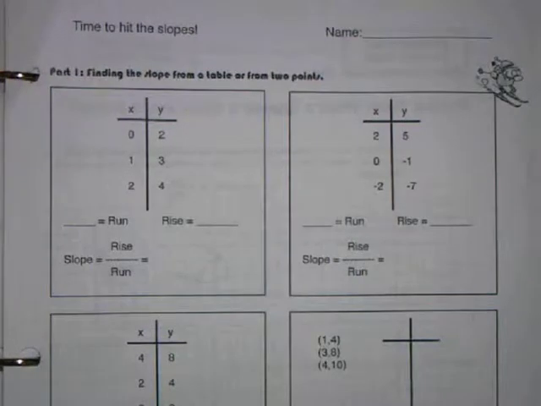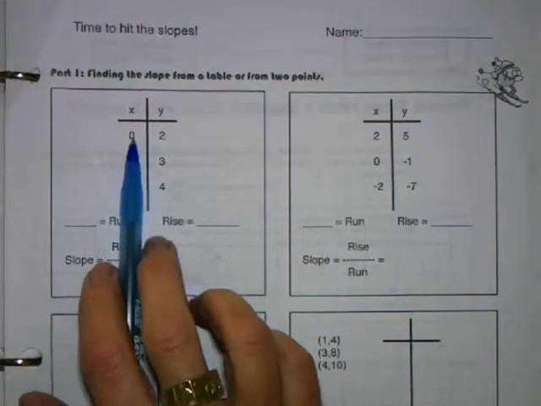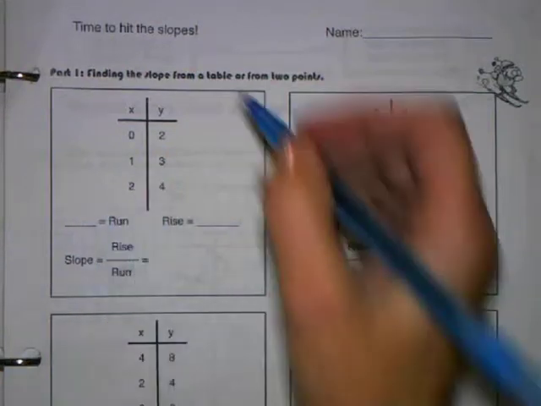This video is going to help you get through the portion in your packet that's titled Time to Hit the Slopes. This section is all about finding the slope of a line when you have different information about the line. At first, we're going to suppose that we have a table of values that has some of the points on the line. So here's an example of a table of values, and we have 3 points on the line, (0, 2), (1, 3), and (2, 4).